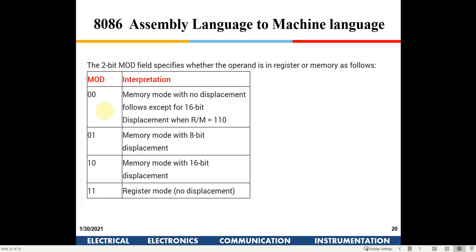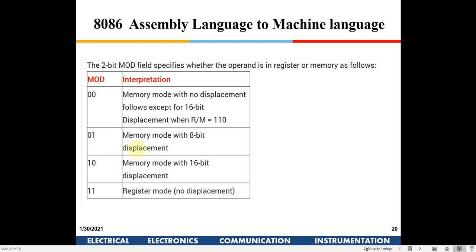Okay. So now when I write mod is equal to 00, it means memory mode with no displacement, except 16-bit displacement when RM is equal to 110. We'll see this. 00 essentially means memory mode with no displacement. 01 means memory mode with 8-bit displacement. 10 means memory mode with 16-bit displacement. 11 means register mode. So this will define what kind of move operation we are going to do. So the mod will decide that. The data in the mod will decide what kind of operation we are doing.